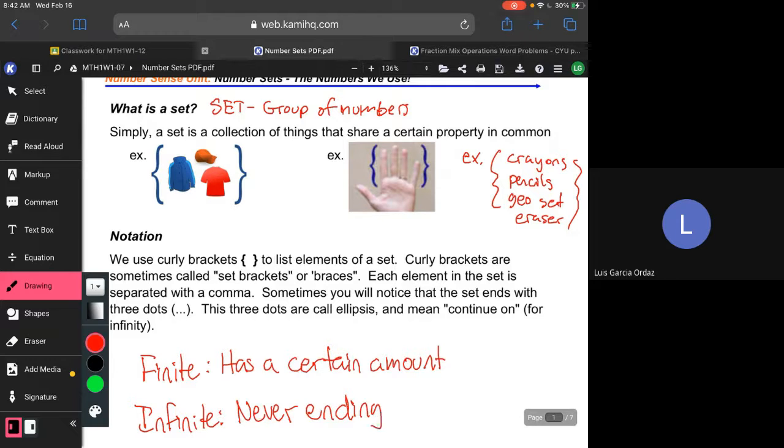Okay. So for set notation, we use curly brackets to list the elements of a set. So for example, if you want to list a set of the people in your household, like your mom, dad, brother, sister, you would use curly brackets to represent that set. Curly brackets are sometimes called set brackets or braces. Each element in the set is separated with commas. Sometimes you'll notice that the set ends with 3 dots. These dots are called ellipses, meaning that they continue on for infinity.